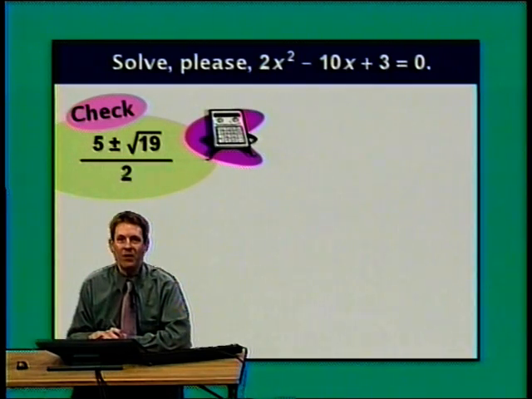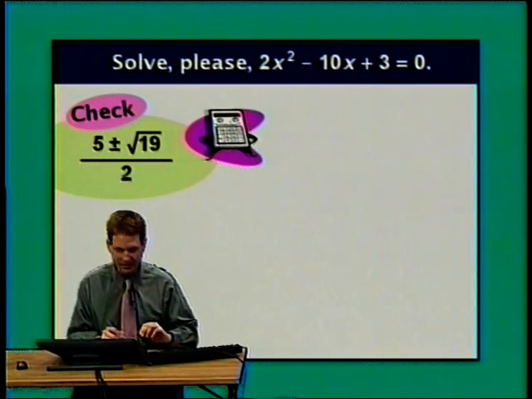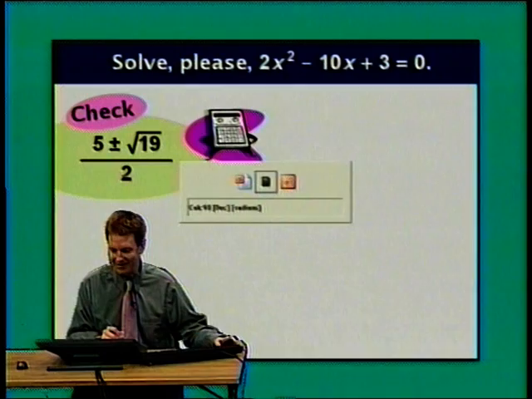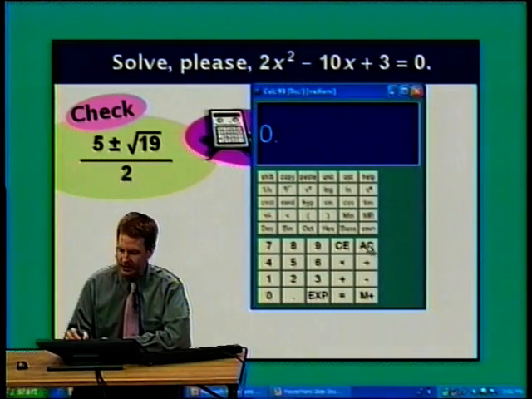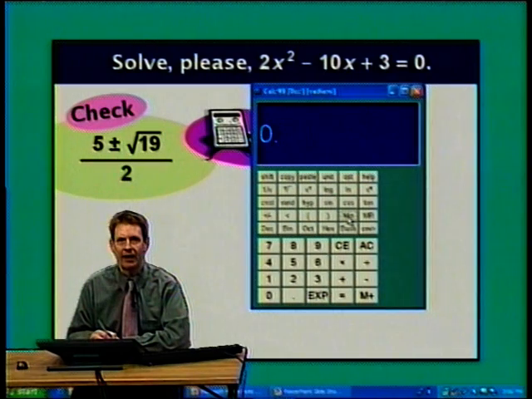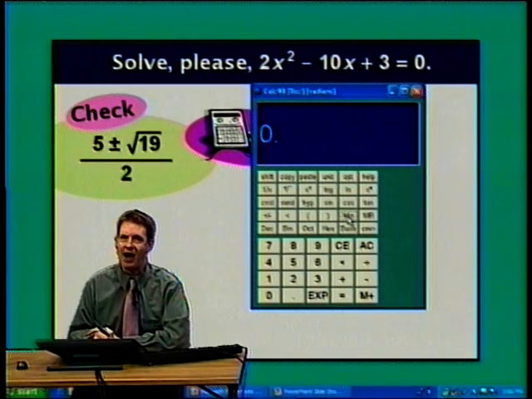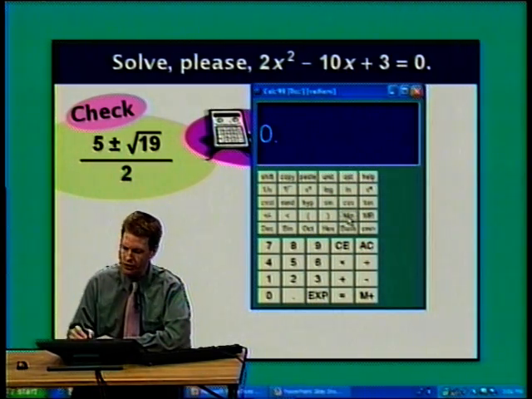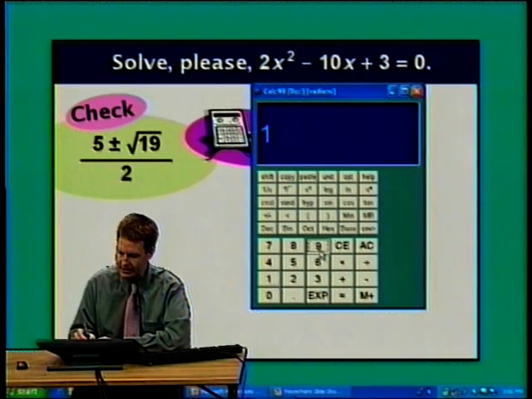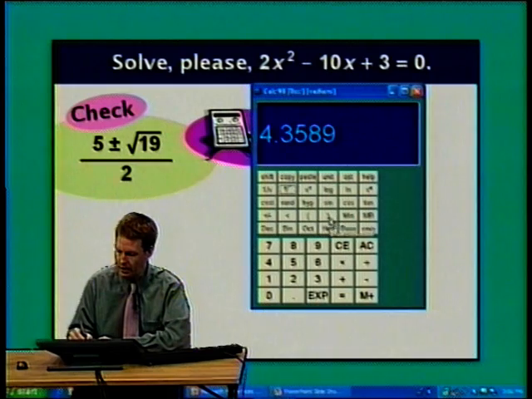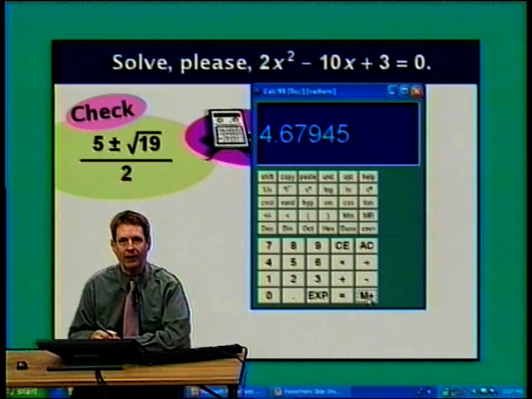Of course, now we need to check. And it looks like we're going to do another calculator check. So we need to clear our memory. Do whatever you need to do to clear the memory of your calculator. We're first going to check 5 plus square root 19 over 2. So in parentheses, 5 plus 19, take the square root, done with the numerator, divide by 2, equal, and put the number into memory. Now let's clear the screen, and let's see.